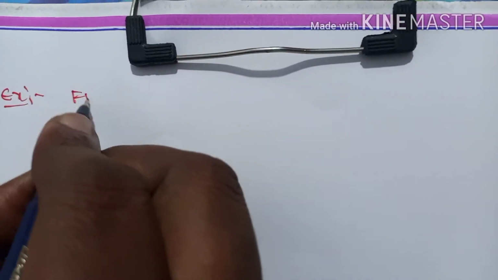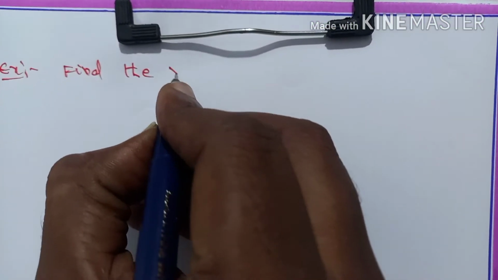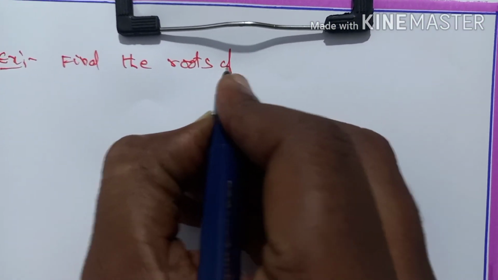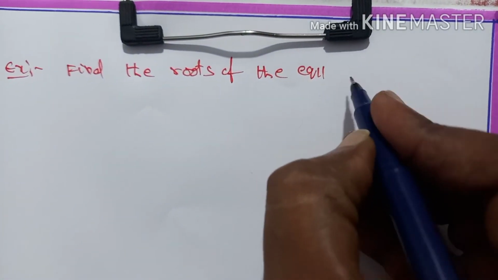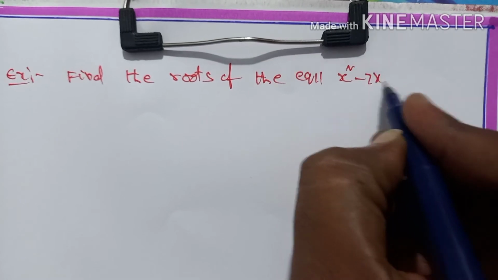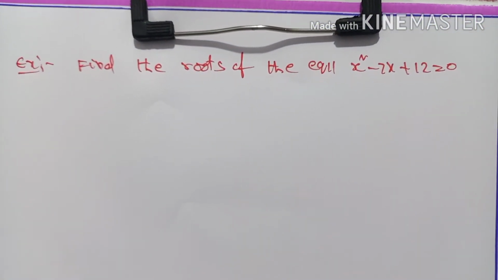Find the roots of the equation x square minus 7x plus 12 equal to 0. Solution.